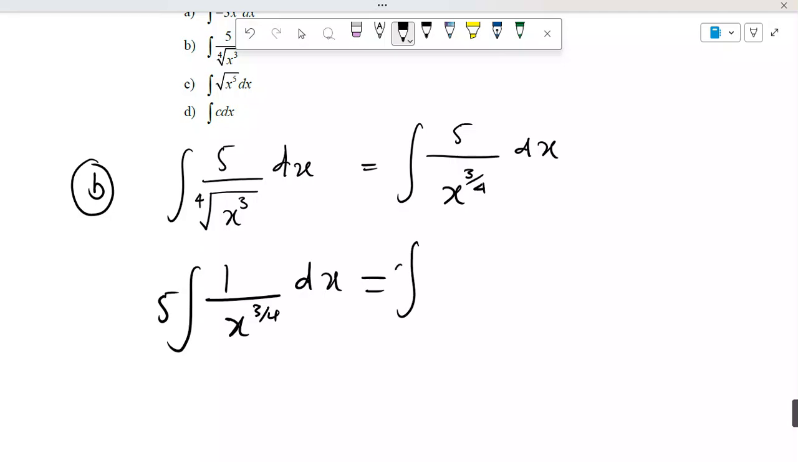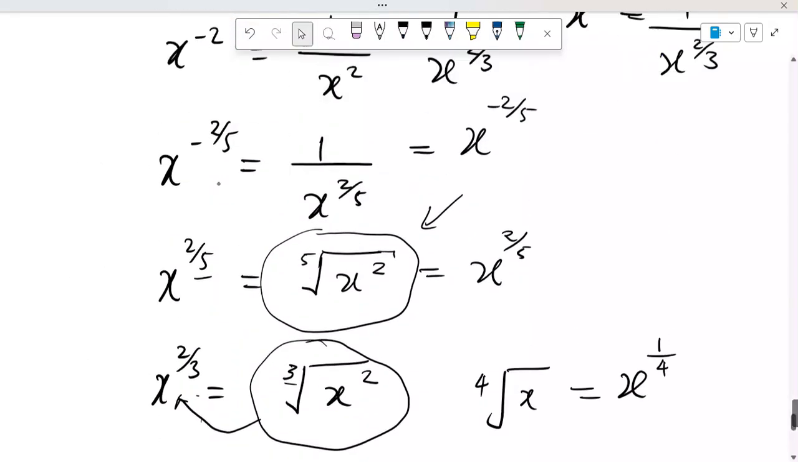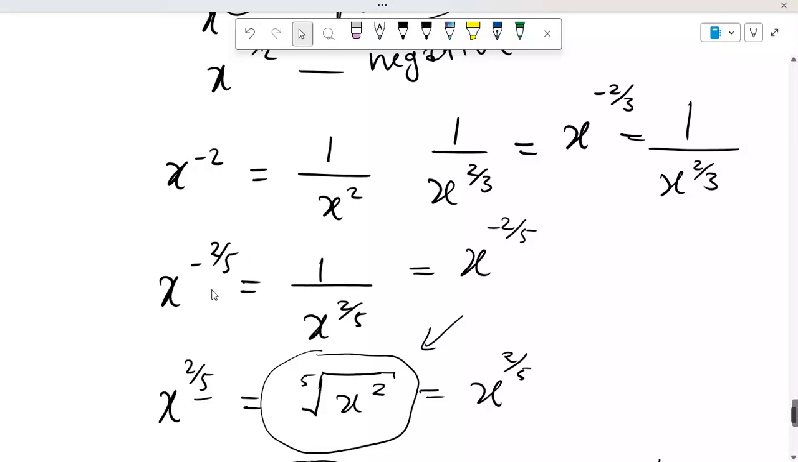So this is the same as 5 x to the power negative 3 over 4 dx. Okay, so remember, from here you have this. Now you want to write it in this standard form so that it becomes easier to integrate. So you have, this is a positive index. How do you take it to negative?